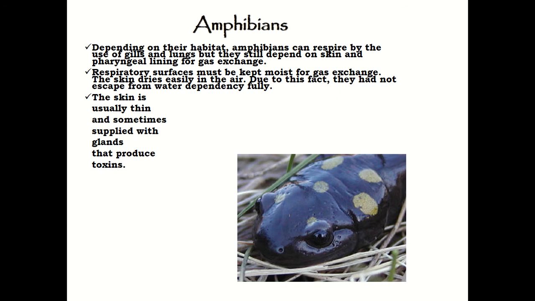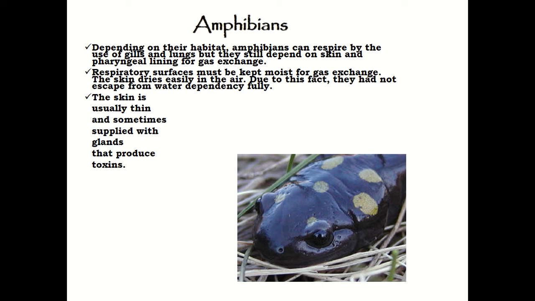So amphibians, depending on their habitat, can respire by the use of gills when they are in water or lungs when they are on land, but they still depend on the skin and pharyngeal lining for gas exchange. So their skin needs to be moist all of the time. The respiratory surfaces must be kept moist for gas exchange, as dry skin can easily dry out in the air due to the fact that they are exposed to hot temperature. Therefore, they have not escaped from water dependency fully.